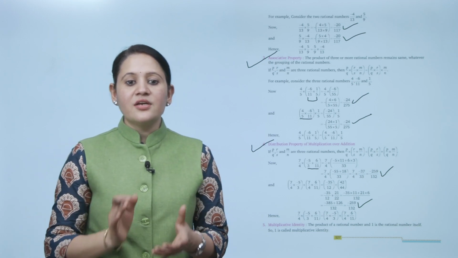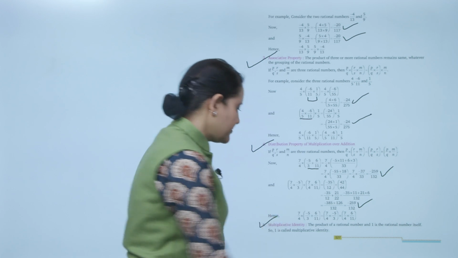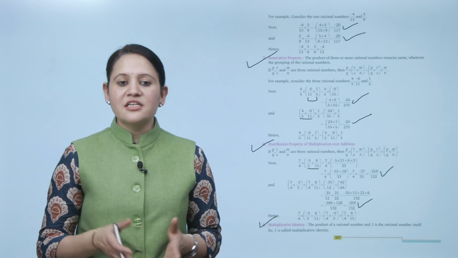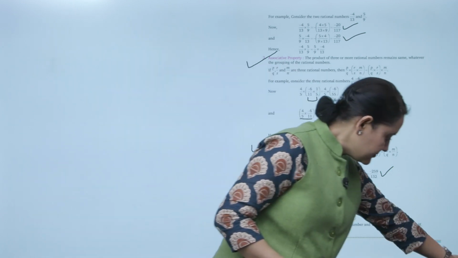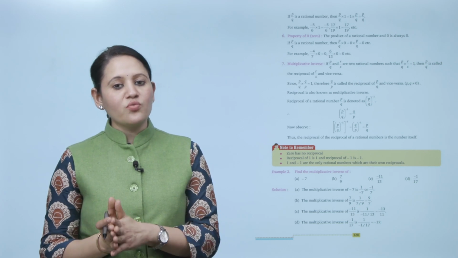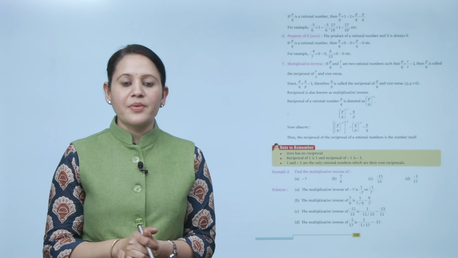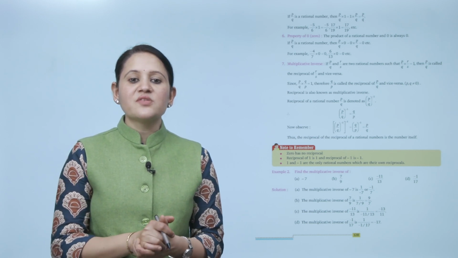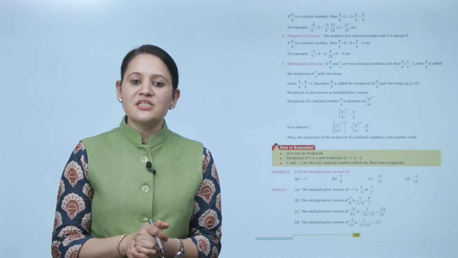Clear? Next is multiplicative identity. The product of a rational number and 1 is the rational number itself. So 1 is called the multiplicative identity. If p by q is a rational number, then p by q into 1 equals 1 into p by q, that is equal to p by q. For example, minus 5 upon 6 into 1 equals minus 5 upon 6. 17 upon 19 into 1 is the same as 17 upon 19.